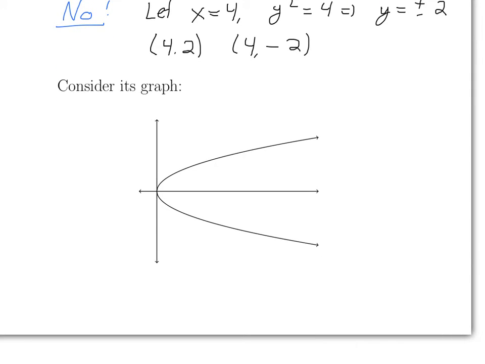Now let's consider the graph. If I go over here to 4 units, 1, 2, 3, 4, and I have this line right here, you'll see that here and here, this is my -2, and that's my 2. You'll see that it actually passes through the vertical line twice. So this is the point (4, 2), and this is the point (4, -2). It's not a function. And we'll talk about what that means as far as the vertical line test.